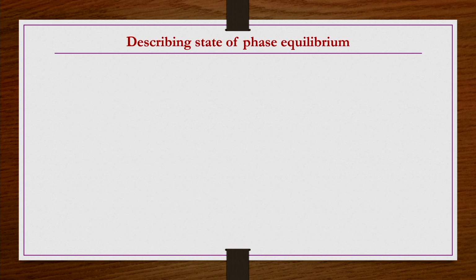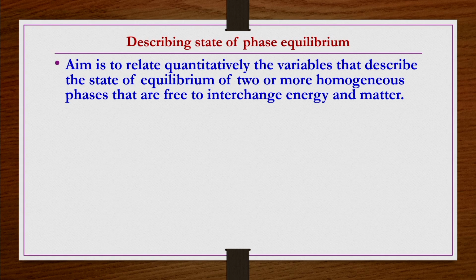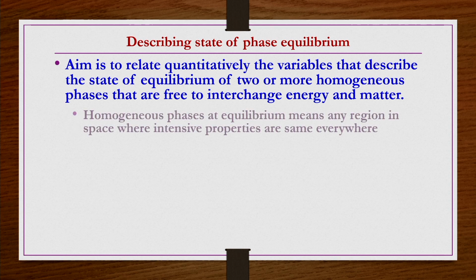Now, understanding the importance of phase equilibria, especially from the chemical point of view, and how to define a chemical equilibrium for a given system, it also becomes important to describe the state of phase equilibrium, especially in terms of thermodynamics. So, how to describe the state of phase equilibrium? The aim is to relate quantitatively the variables that describe the state of equilibrium of two or more homogeneous phases that are free to interchange energy and matter.